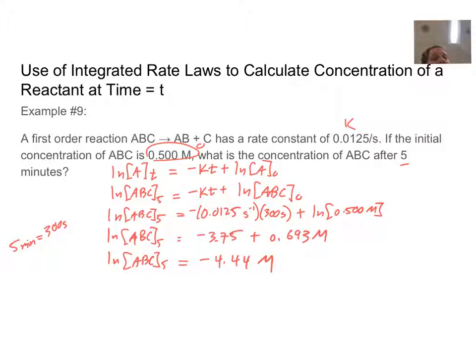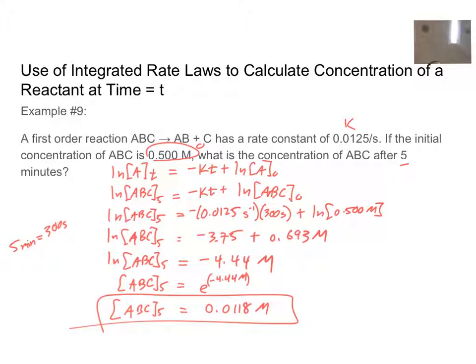And so in order for me to get the concentration of ABC by itself, I'm going to take the anti-natural log of negative 4.44, and that will give me my concentration at 5 minutes to be 0.0118 molar. So again, with the first order reaction, as the time went on, we decreased the concentration. And we have one more.